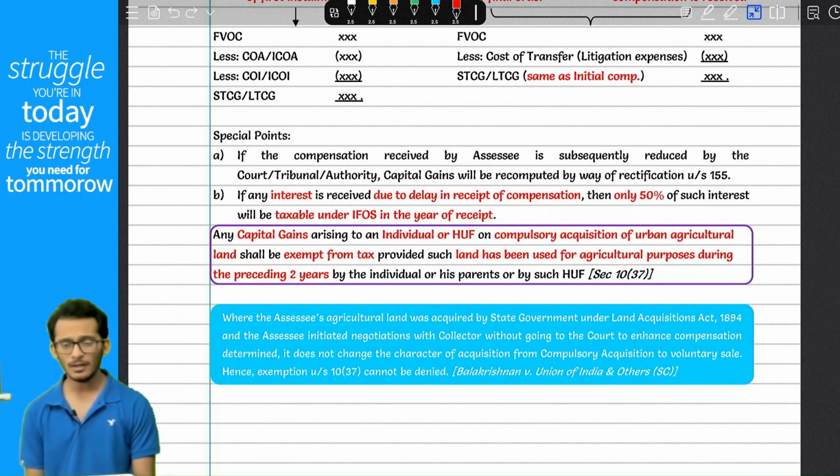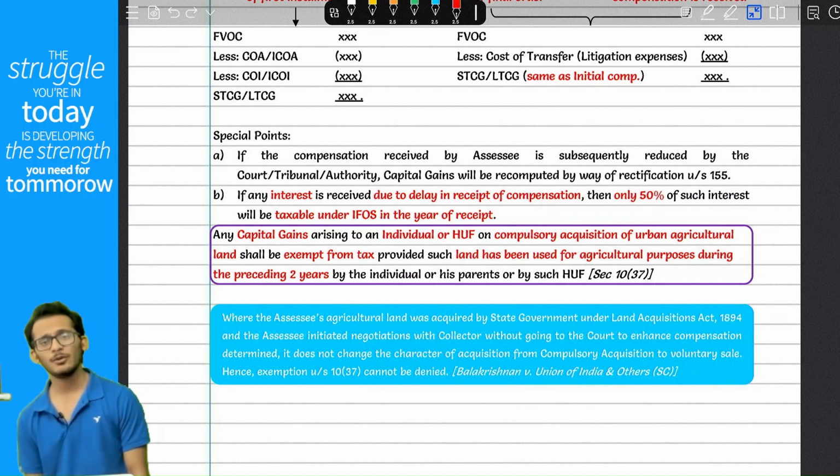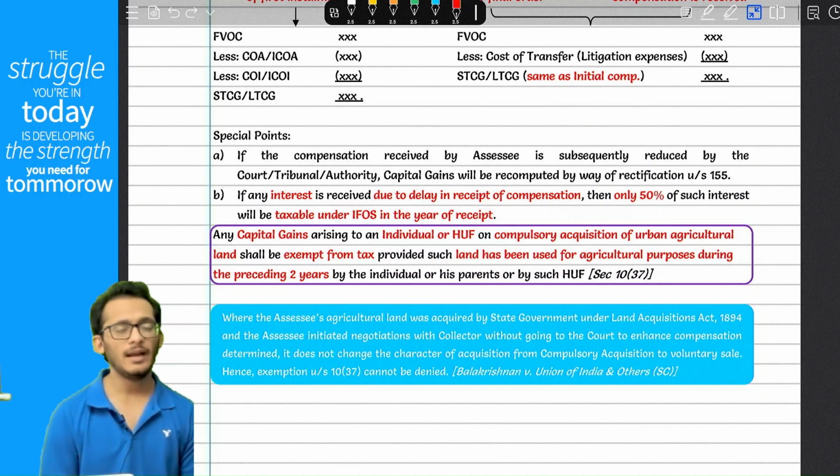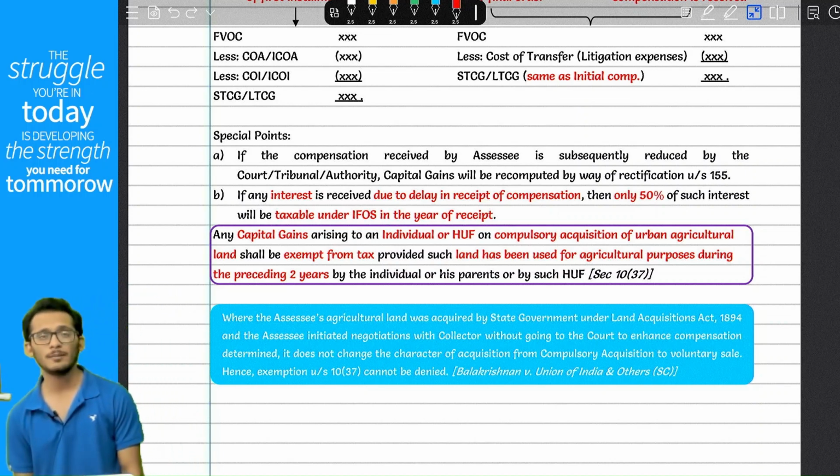Next comes your case law. The case law clarifies that yes, if you have any asset which has been compulsorily acquired, and you wanted to increase the compensation, you had an option to go to the court.